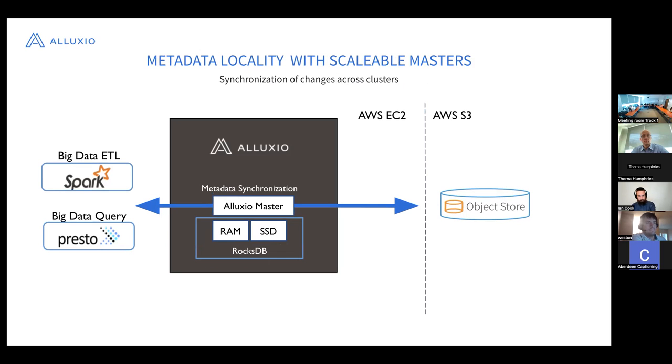And for the master, other than the on-heap metadata store in Alluxio, we also provide the RocksDB option. That means when you have very, very large scale, like billions of metadata in Alluxio, it allows you to flush this into the disk instead of keeping all this metadata in the memory, which can be a very obvious bottleneck for your performance and capacity.